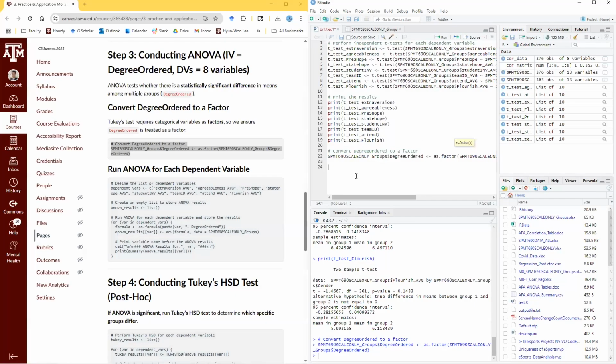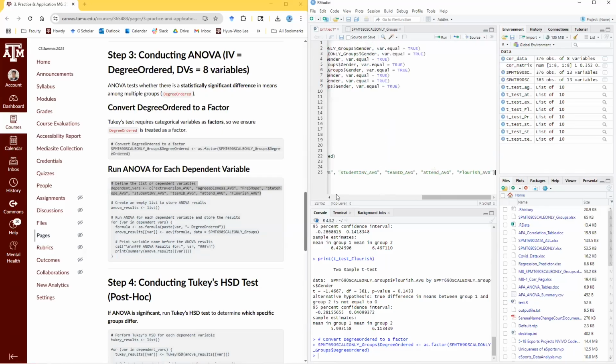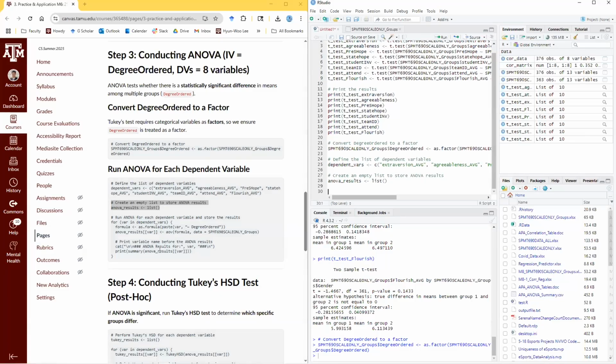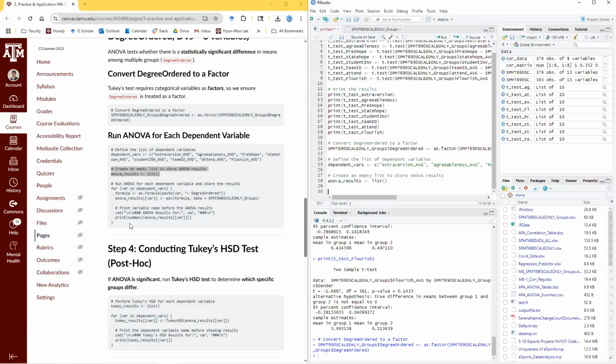So after we designated degree ordered as a factor variable, then we can run these commands. First, we will designate the variables of interest are these 8 variables, right? So we're assigning these variables to the dependent variables that we are interested in. And we're going to create an empty list of ANOVA results. And this list will be filled in with our ANOVA command.